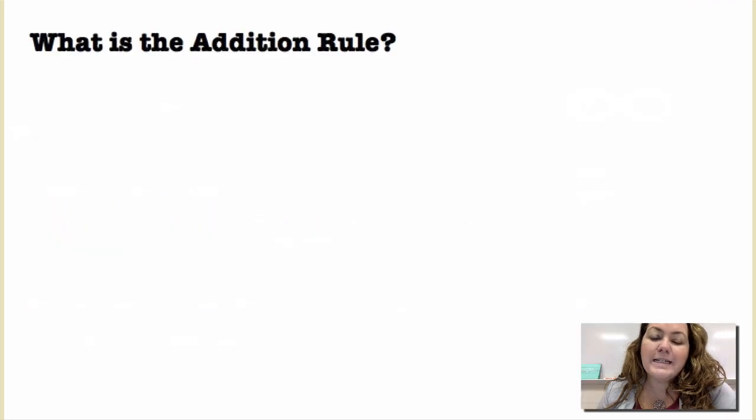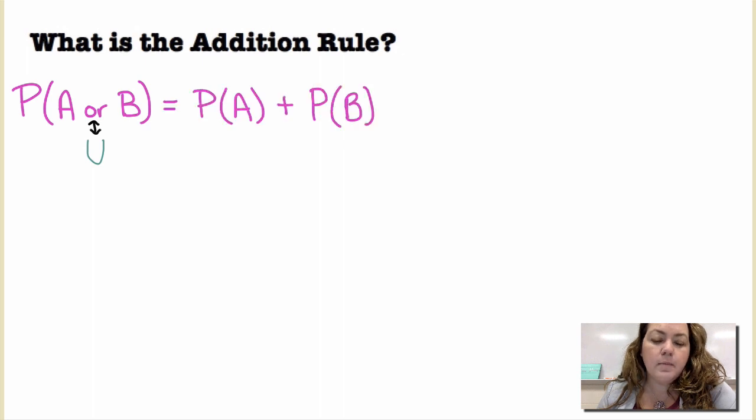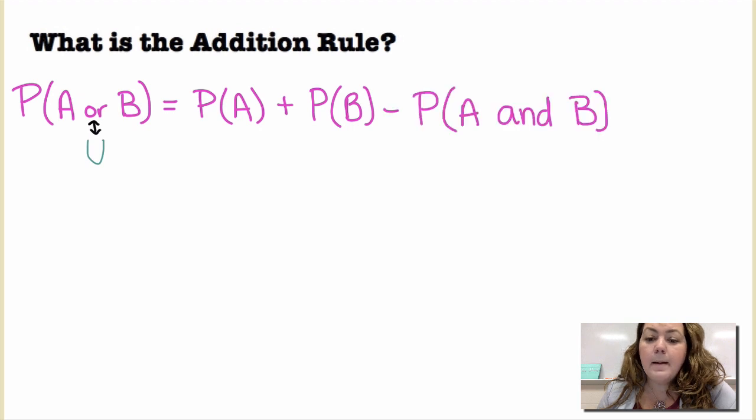All right, what is the addition rule? All right, so the formula for the addition rule is the probability of A or B, remember you can use that union symbol instead of the word or, equals the probability of A plus the probability of B minus the probability of A and B. And for and you can use the intersection.